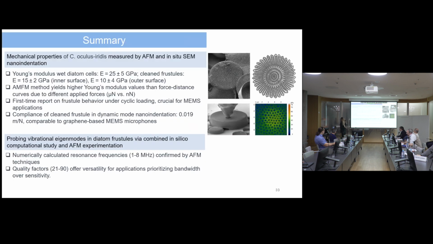So let me sum up this part of the thesis. We performed mechanical examination of Coscinodiscus oculus iridis: wet cells, dried cells, as well as clean frustules. We obtained Young's modulus values of wet diatom cells around 25 gigapascals, which is a lot larger than for the clean frustule, considering the support from the organic material. We also obtained about 2 times higher values of Young's modulus by the amplitude modulation-frequency modulation AFM method, which is due to the different applied forces.